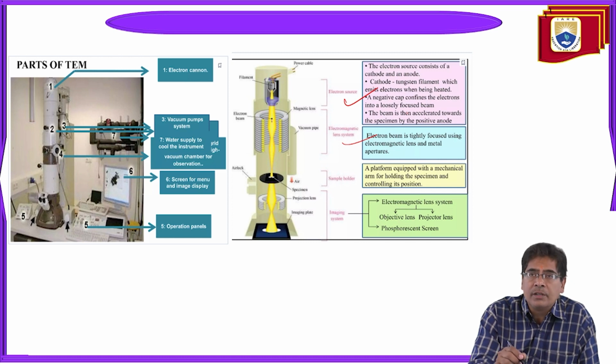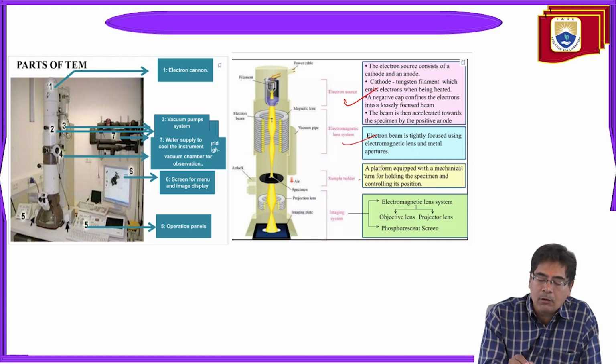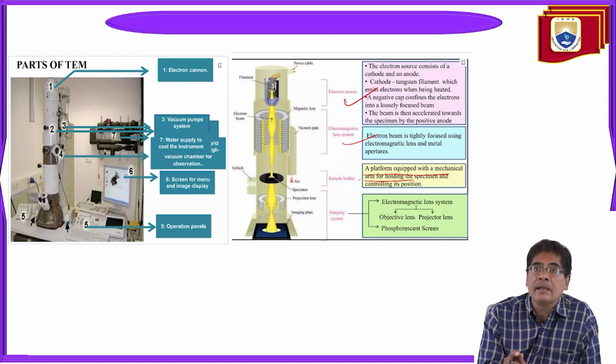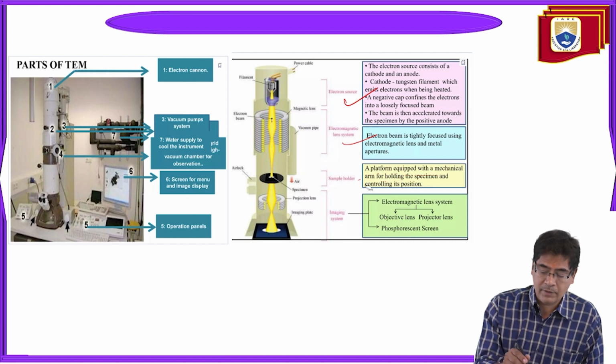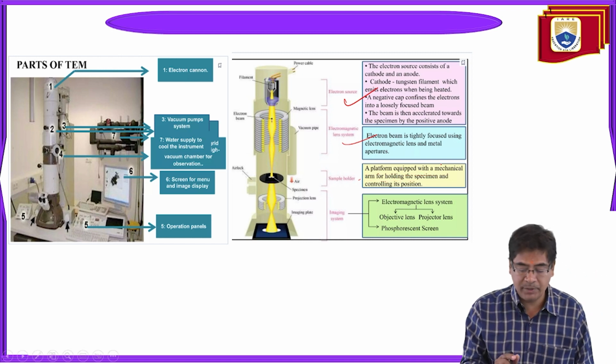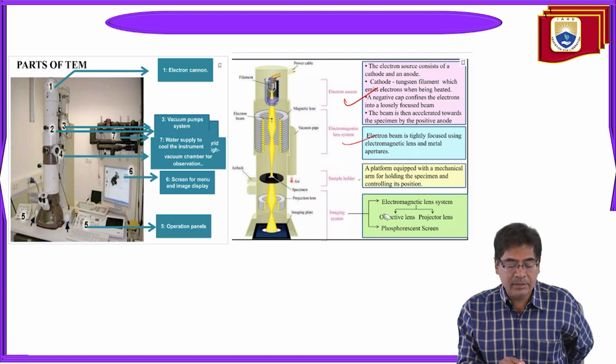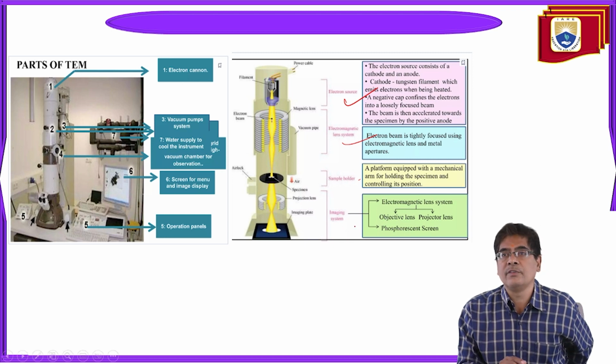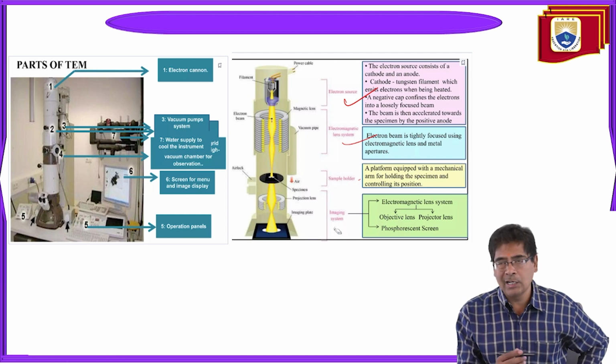The electron beam is specially focused using electromagnetic lenses and metal apertures. We have the sample holder, a platform equipped with a mechanical arm for holding the specimen and controlling its position. And we have the imaging system with electromagnetic imaging.